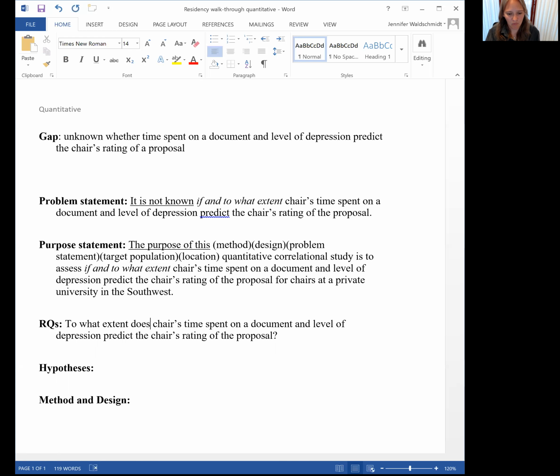So this gives us a lot more refined information. Might predict it a lot, might predict it a little bit, might not predict it at all, but it's better than a yes, no. So this is going to be our overarching question. And then I'm going to break these into 2 sub-questions.